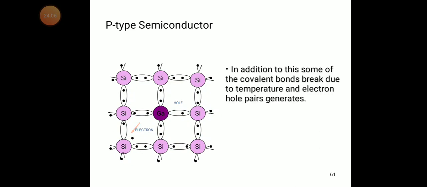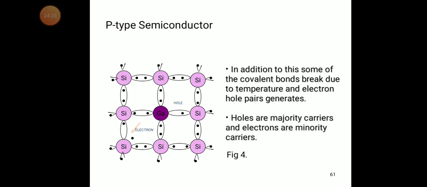In addition to this, some of the covalent bonds break due to temperature and electron-hole pairs are generated. Not only the free holes, but also more holes and electrons are generated due to the temperature. Holes are majority charge carriers and electrons are the minority charge carriers. In P-type material the holes are the majority charge carriers, and in N-type material the electrons are the majority charge carriers, and vice versa.